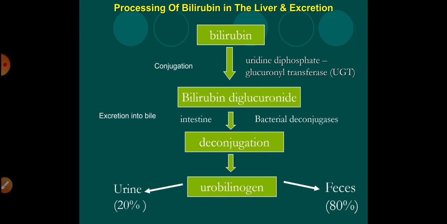And whenever it is required from the gallbladder, the bile will be secreted in the duodenum, and it helps in the digestion of food, especially the fatty food.